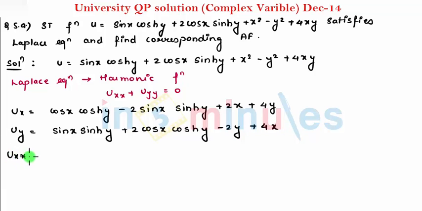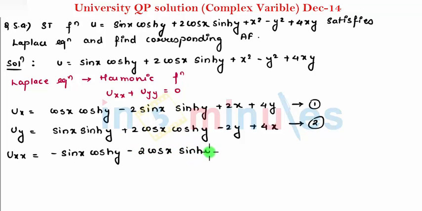Let's differentiate again, uxx. Uxx is nothing but differentiating one more time. So differentiating, with respect to x we are doing, so it comes minus sin x cos hyperbolic y minus, here minus 2 sin x, so minus 2 cos x and sin hyperbolic y plus with respect to x if you do, this comes to be 2 and this is 0.